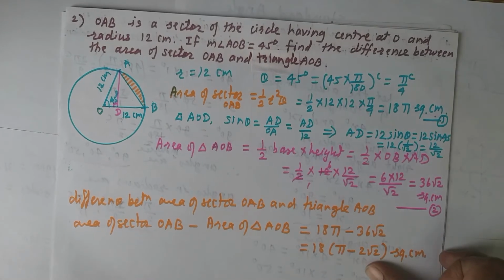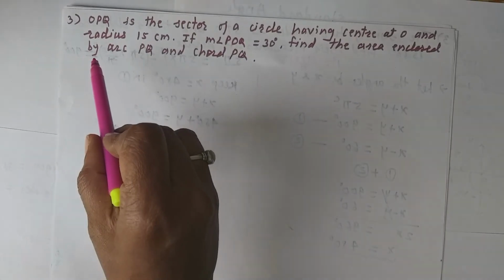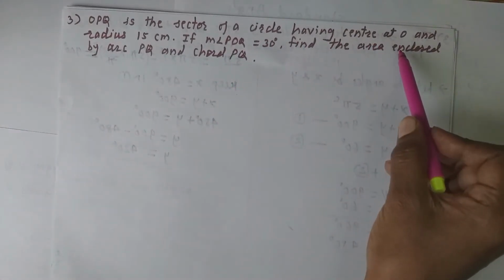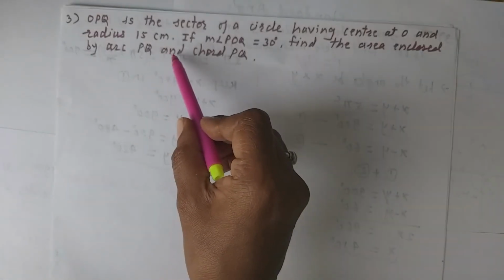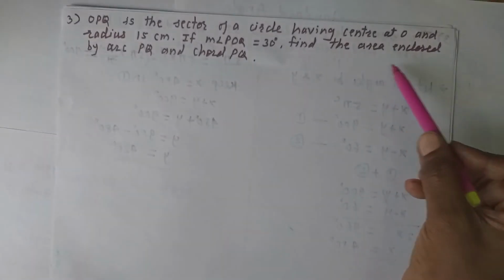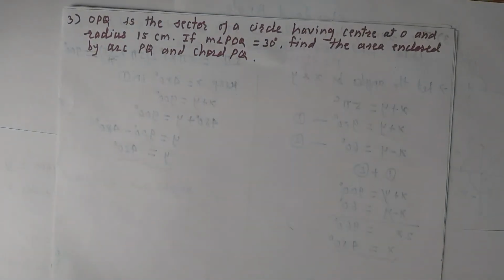Let's see one more problem of this type. See the problem. What is given? OPQ is a sector of a circle having center at O and radius 15 centimeter. If the measure of angle POQ is 30 degree, find the area enclosed by arc PQ and chord PQ.